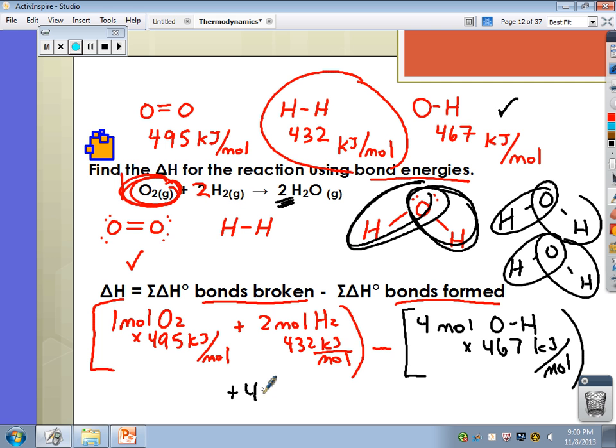positive 425 kilojoules per mole. This is 495. The value for this ends up being 864. And the value for this ends up being negative 934. And when you do your math, you come up with positive 425 kilojoules per mole, which means this is an endothermic reaction.